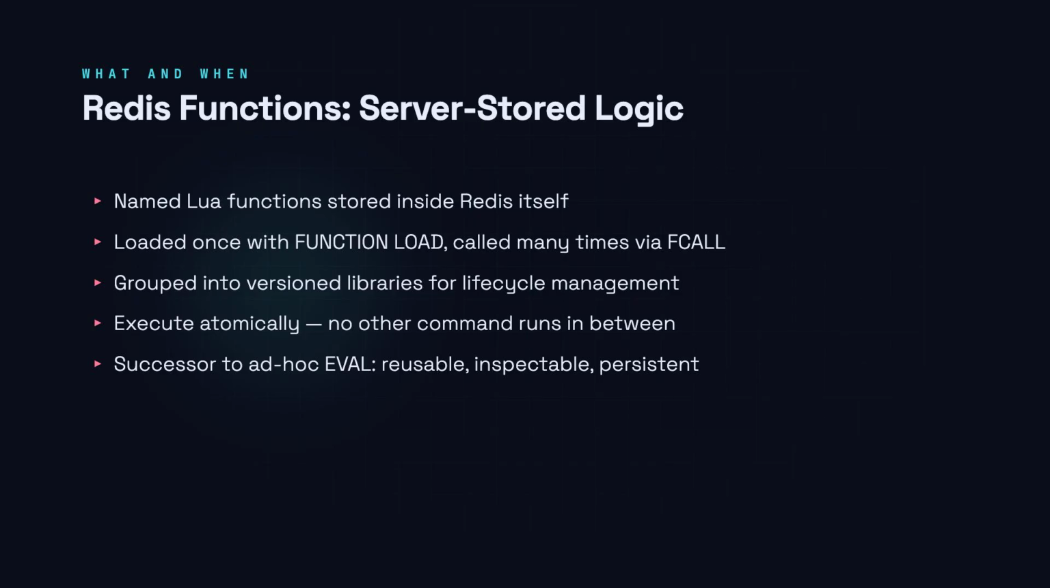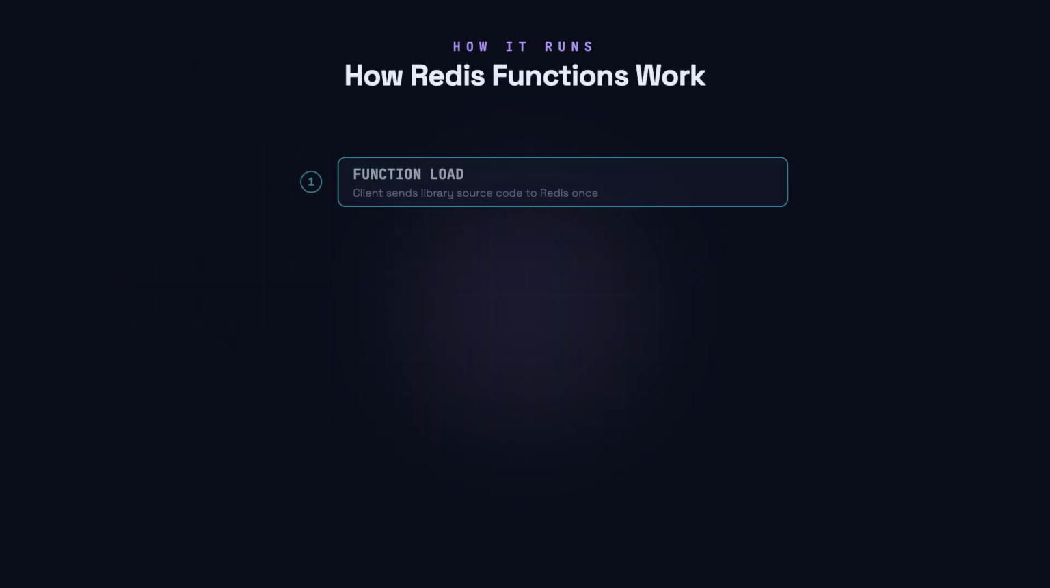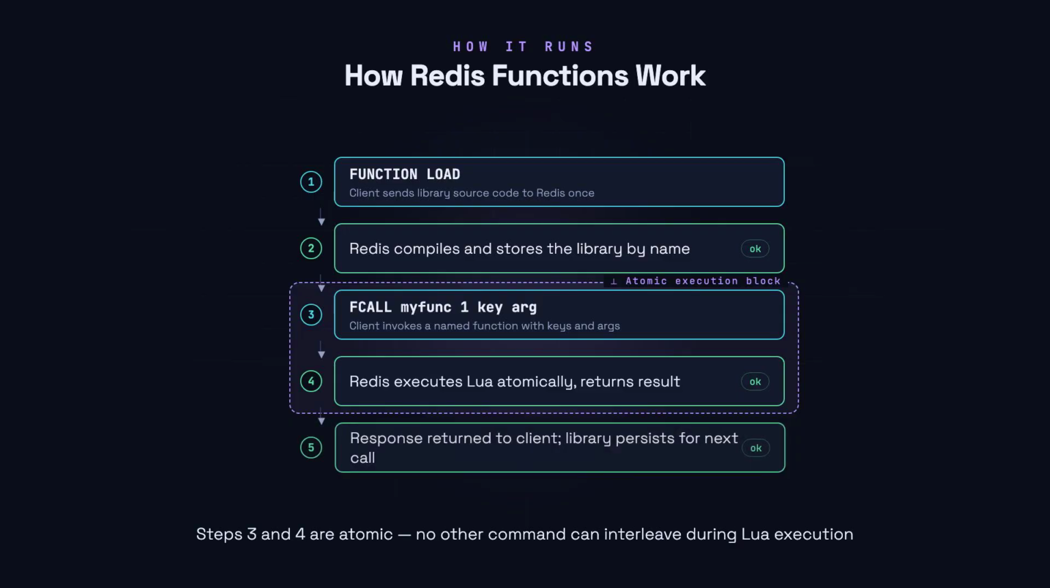Unlike one-off EVAL scripts, functions live in versioned libraries, survive restarts and replicate to replicas. The library is loaded just once. Every subsequent FCALL jumps straight to execution. Steps 3 and 4 are atomic. Redis blocks all other commands while your Lua function runs, guaranteeing a consistent view of data.